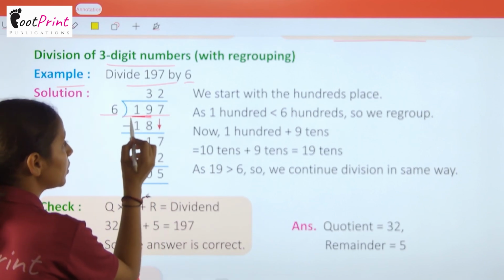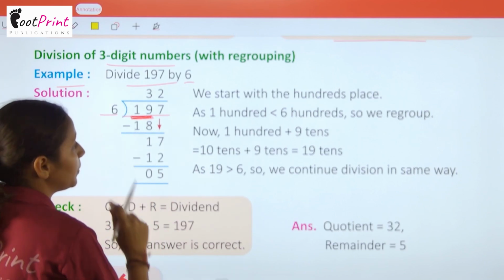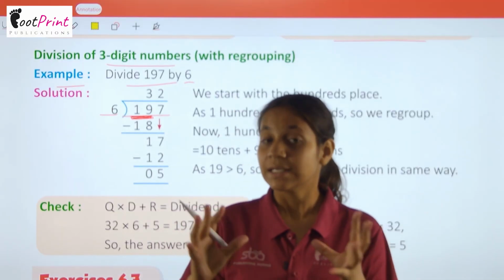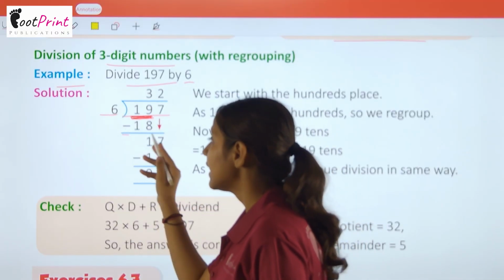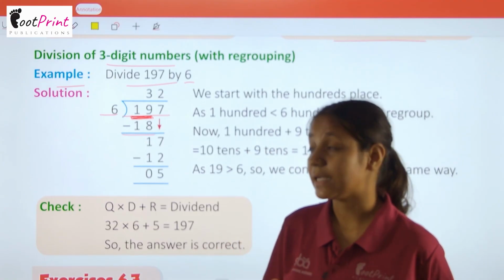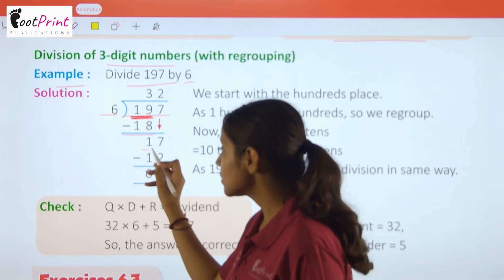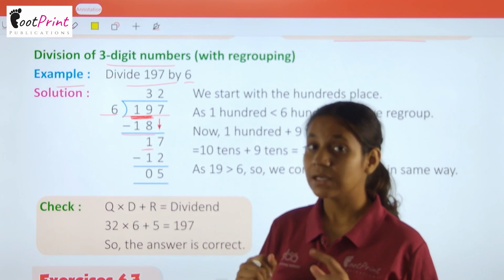Okay, we will do here regrouping. Now we will check whether कि 19 आता है कि नहीं आता है. So we know 6 3s are 18. 6 into 3 is 18. So 19 minus 18 is 1. 1 is our remainder here. That was our step 1.